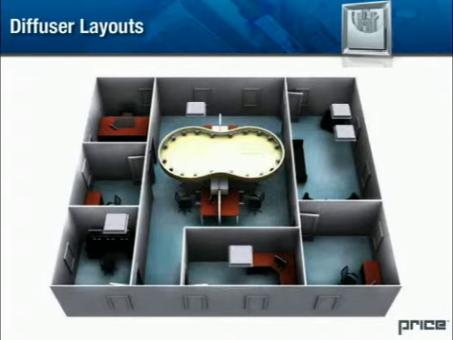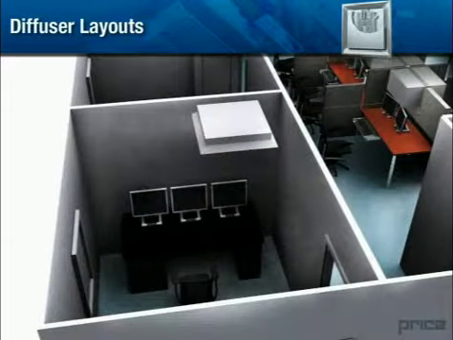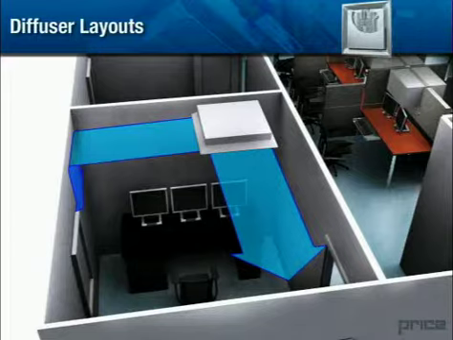1. Locating a diffuser too close to the wall. Here, the diffuser is in the corner of the room beside two walls. This location results in long throws on the lower left side of the diffuser, which may or may not be the design intent of the room.